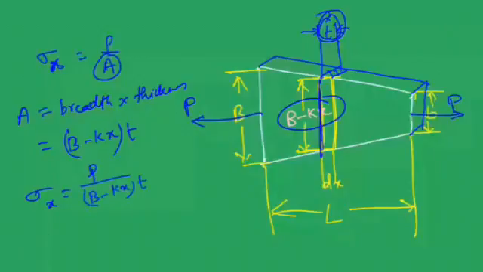Now after this we'll find the strain, that is epsilon, for this section, so epsilon x. This will be equal to P by AE, which is the relationship. So this will be equal to P divided by E into t, (b minus kx). So epsilon x is equal to P divided by E into t, (b minus kx).